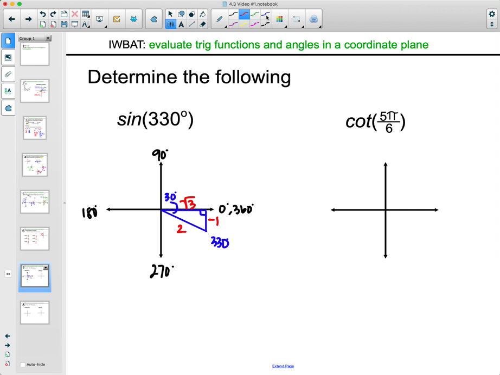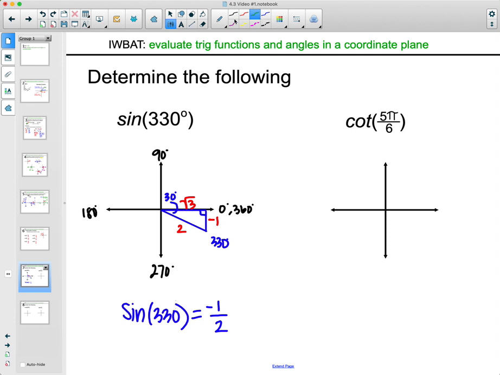So then when we do the sine of that, sine is the opposite or the y value, -1, over the hypotenuse or the r value, so -1/2. So opposite is -1, hypotenuse is 2.